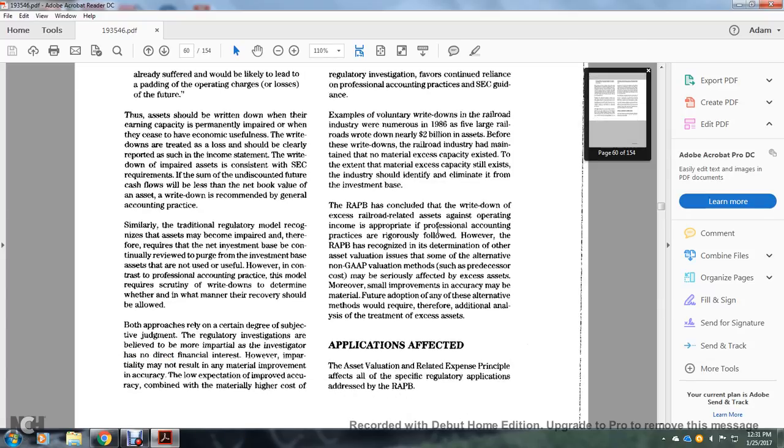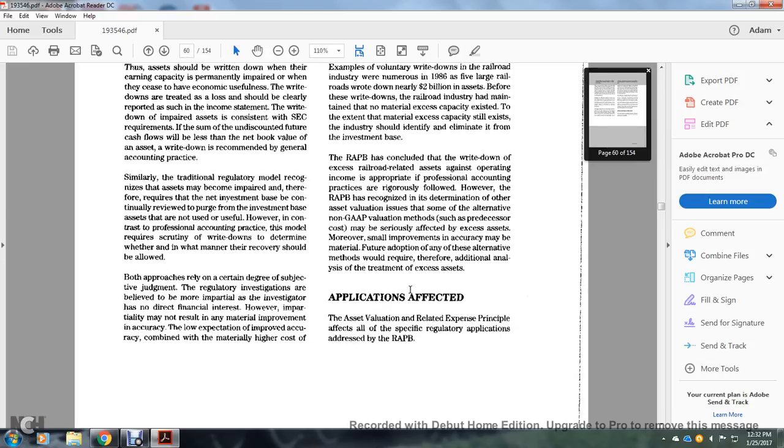The Railroad Accounting Principles Board also concluded that the write-down of excess related assets should operate through income, with the appropriate professional accounting practices applied rigorously. However, the Board recognized the determination of the asset valuation issue, for the alternative to non-government accounting principles, valuation methods such as predecessor costs most seriously affected certain assets. Moreover, small improvements in accuracy may be material. Further adoption of any of these alternative methods would therefore require additional analysis of the treatment of excess assets.